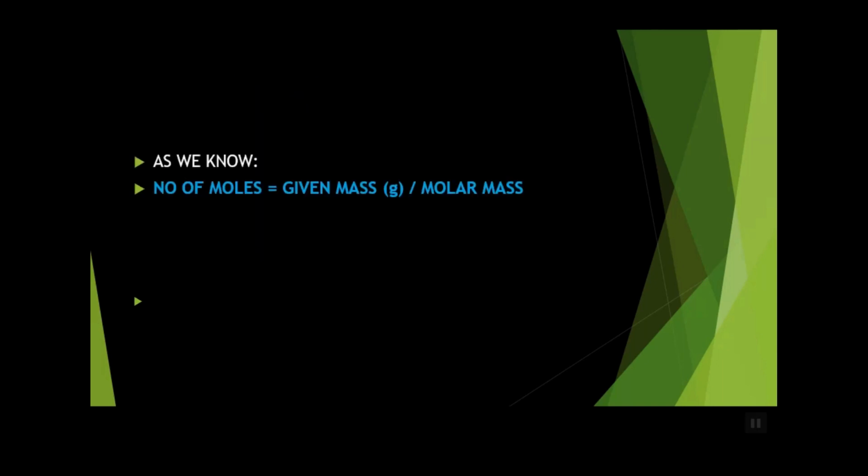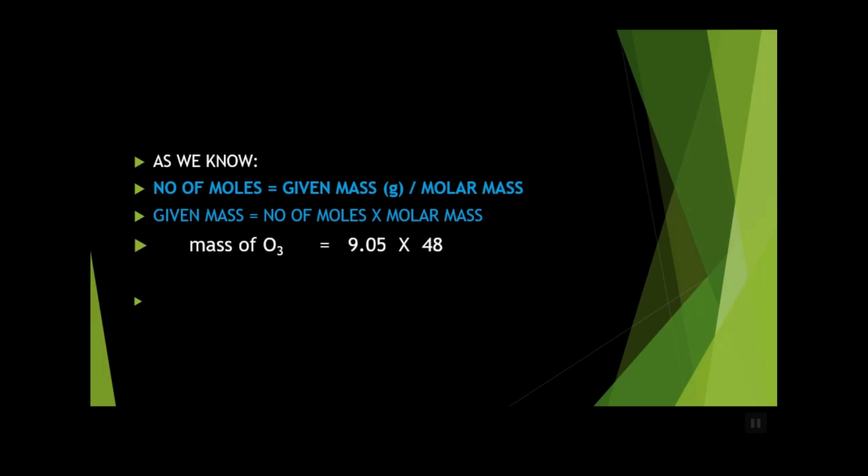Now, as we know, number of moles is equal to given mass, that must be in gram, divided by molar mass. Students, unknown value will be on the left side while the known values will be on the other side. Given mass is equal to number of moles into molar mass. Now put the values. Mass of ozone is equal to number of moles 9.05 into 48, that is molar mass. So we get the 434.4 gram of O3.